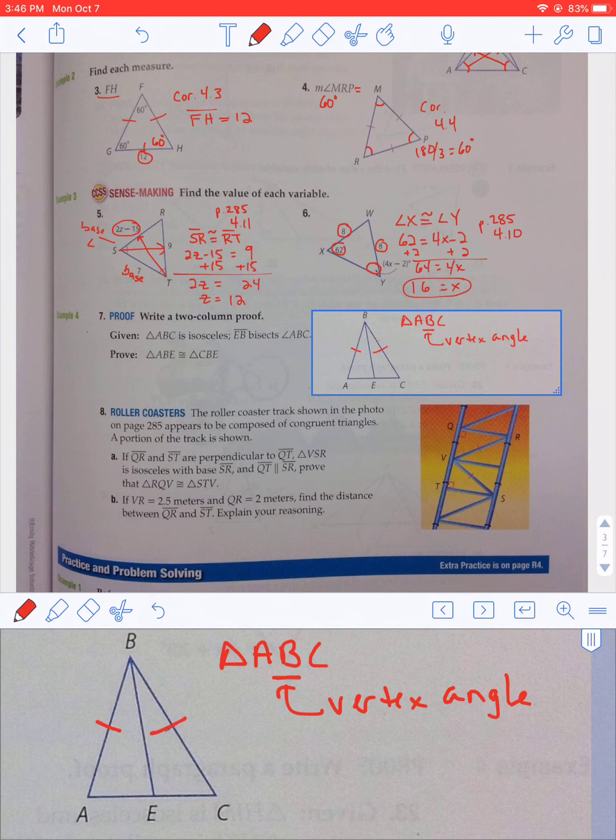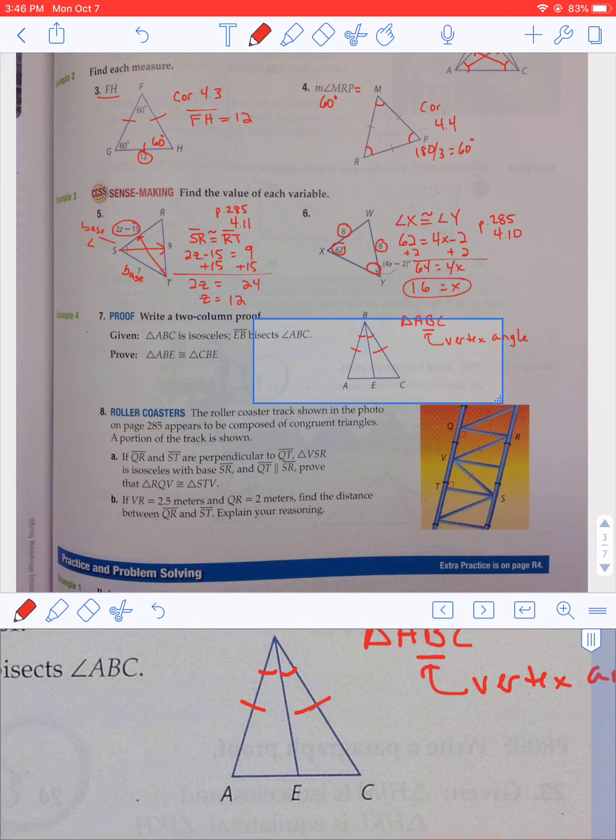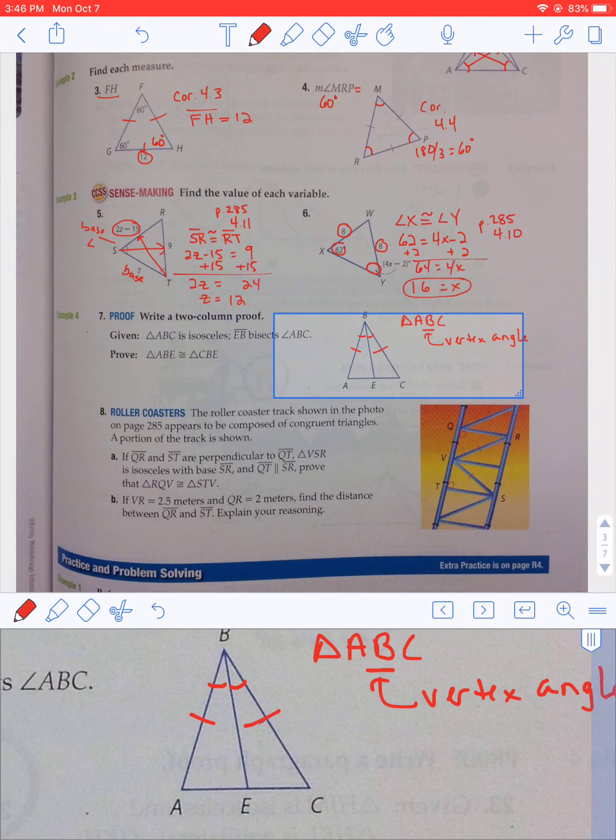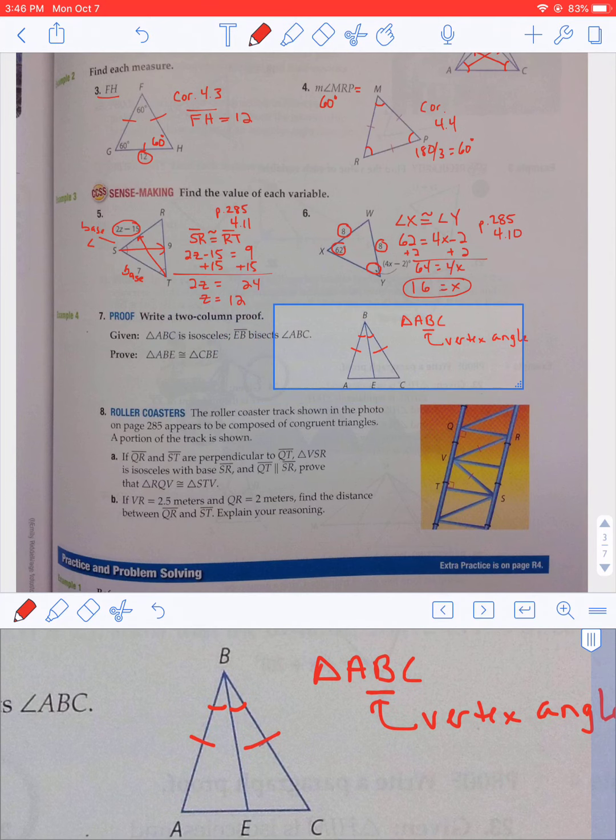And then if you look at what we're trying to prove, it says prove that triangle ABE is congruent to CBE. Well, that's not going to be too hard, because we're just trying to prove that these two triangles that share a common side BE are congruent to each other. We know that they both have the same side BE. So I'm going to erase these since we don't need them. It's already marked. Makes it a little cleaner.